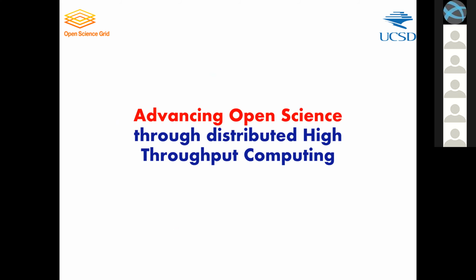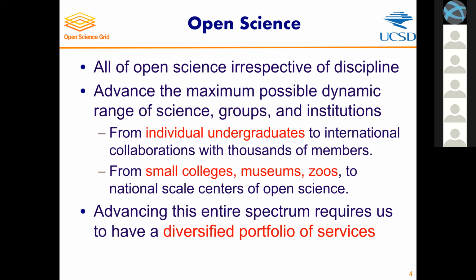What do I mean by advancing open science? What I mean by open science is literally anything that is non-restricted, irrespective of discipline. Meaning anything that isn't HIPAA, FISMA, or alike. Anything that allows for data sharing, where data may be public, may be private. So data privacy is fully within scope, but not the kind of regulated data that you find in HIPAA or FISMA.